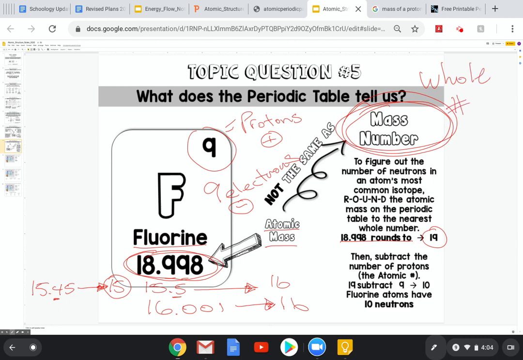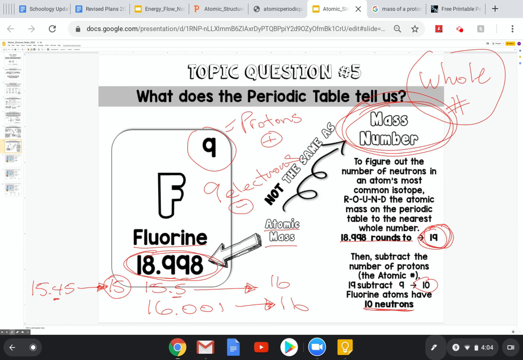Okay. That is going to allow us to run our equation to find how many neutrons there are. So I'm just going to allude to it quickly on this slide, and on the next slide we're going to go a little more in depth on how we're going to find this number. But basically all we're going to do is round. In this case, we go from 18.99 and round to 19. We're talking about fluorine here. And then we're going to subtract the number of protons. 19 minus 9 gives us 10. All right, fluorine must have 10 neutrons.